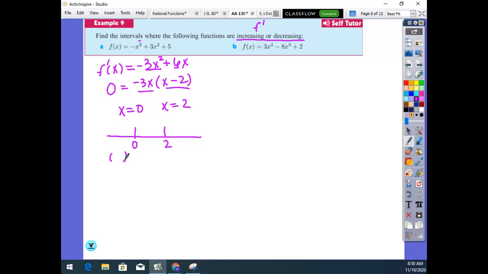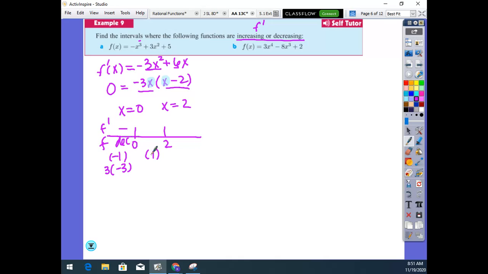So what would be a number to the left of 0? Let's choose -1. We're just going to substitute it in for this x and this x and figure out, is it a positive or negative number? So -3 times -1 is 3. -1 minus 2 is -3. So this side is negative. In between 0 and 2, the best number to pick is 1. Oh, and you can write f prime is negative, so f is decreasing.